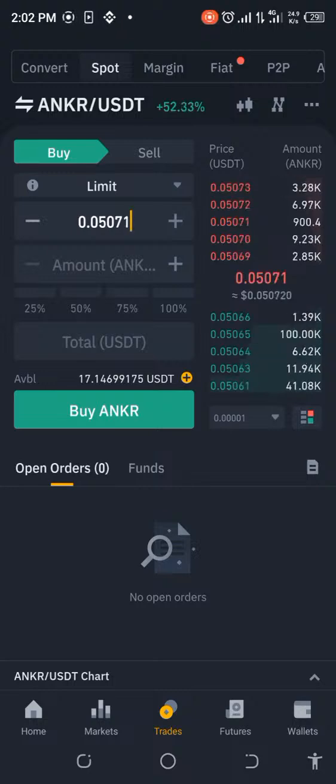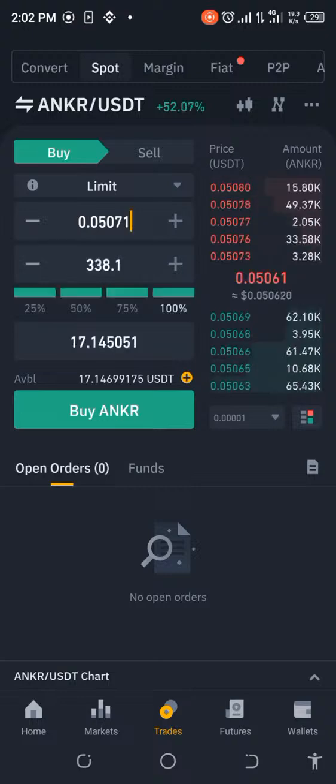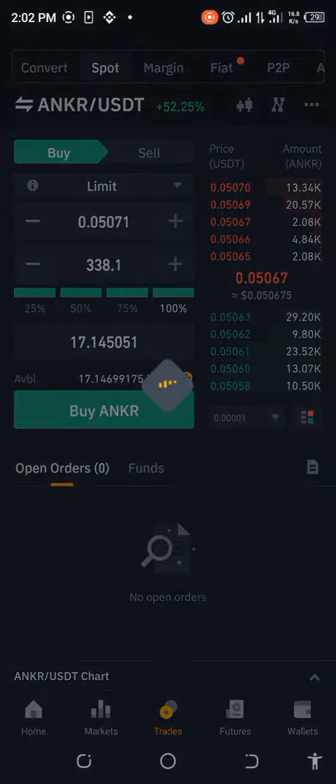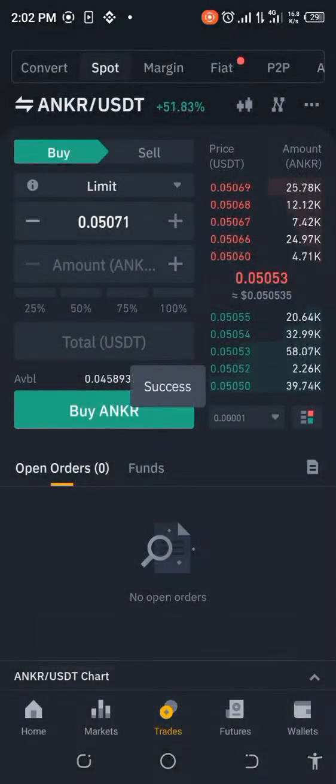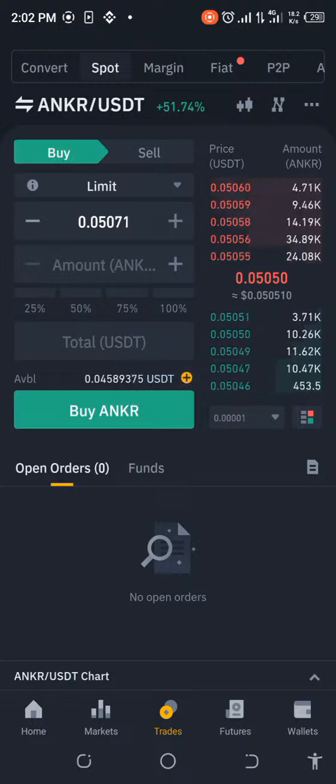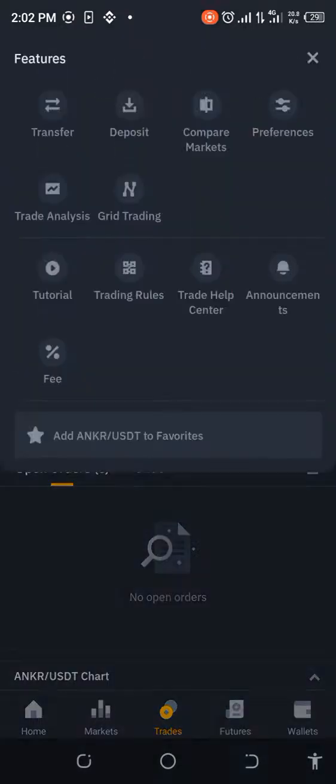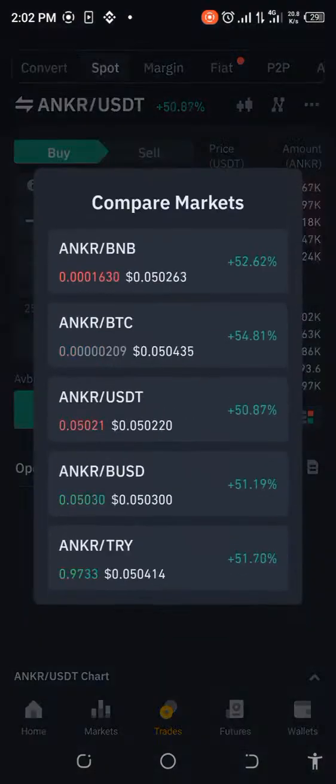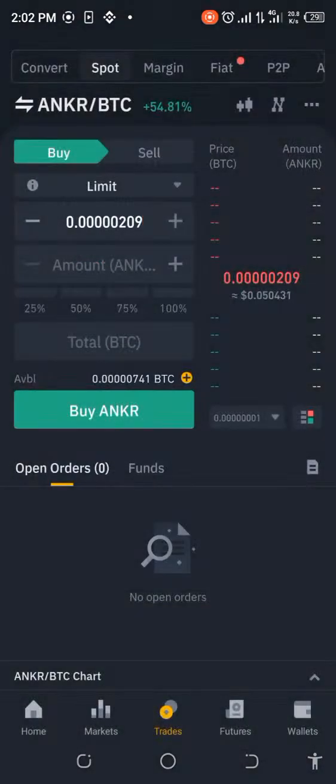Okay, let's see what we have here. Oh, we're actually on 0507 now. So let's go ahead and just buy it at that. Take a screenshot and go ahead and buy. Okay, awesome. We have gone ahead and bought it at 0507. Okay, so let's go to the compare markets and pick BTC.